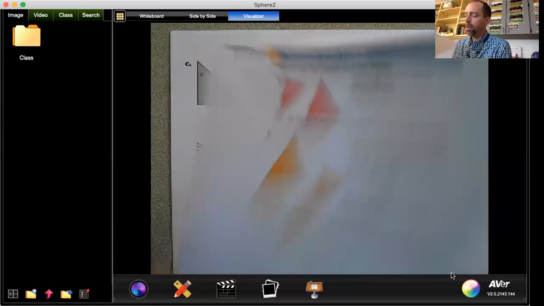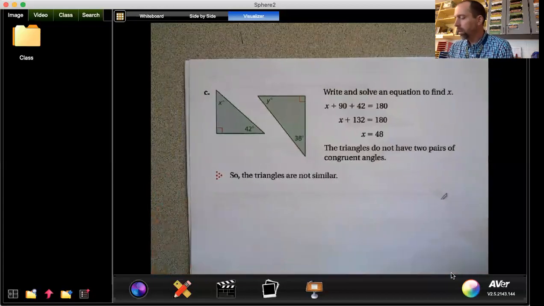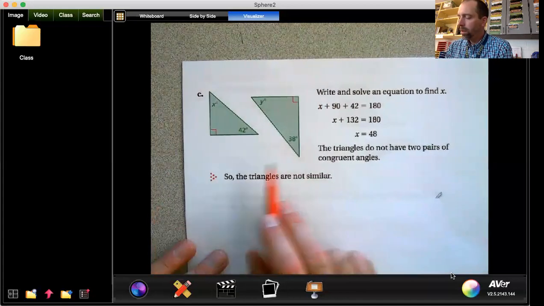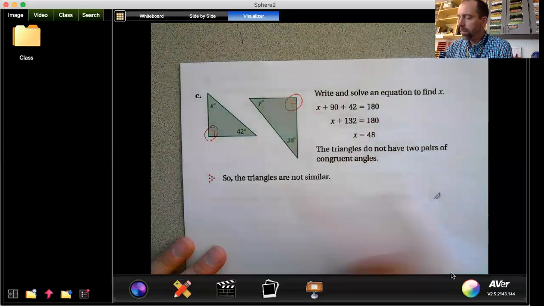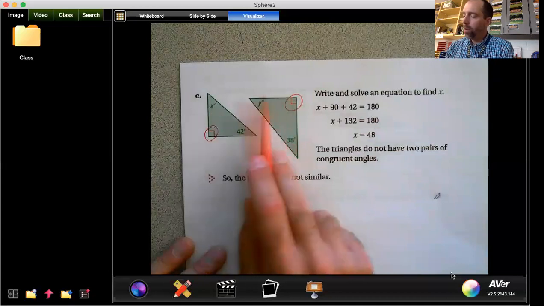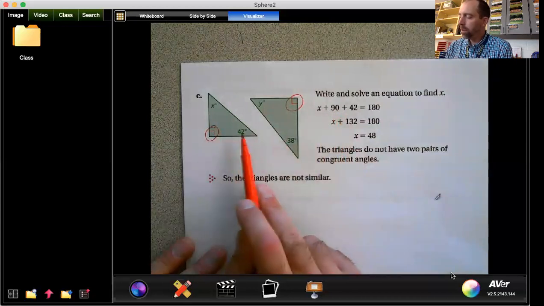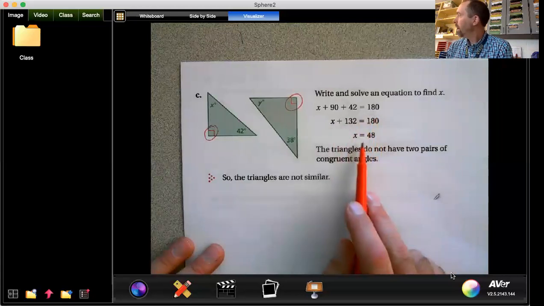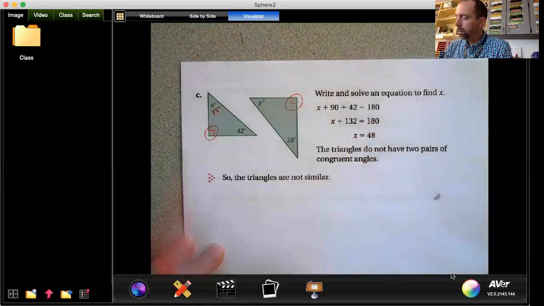Okay, so let's look at one where you're going to see something that isn't similar. These triangles look similar. This side looks like it might be a bit too long to be similar to this, but we don't really know by just looking at the pictures. We need to look at the angles. They have one pair of equal angles, those two 90s. These aren't equal, but we need to find one of these other missing ones to see if the triangles are similar. So they're going to find x. They do 90 plus 42 plus x equals 180, like we've been doing since the beginning of the year, and we figure out that x has to be 48 degrees. So we fill that in our picture.